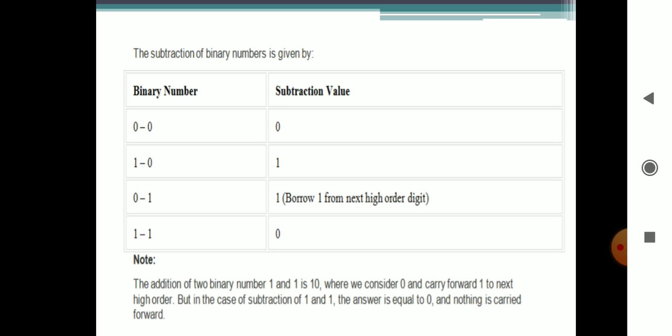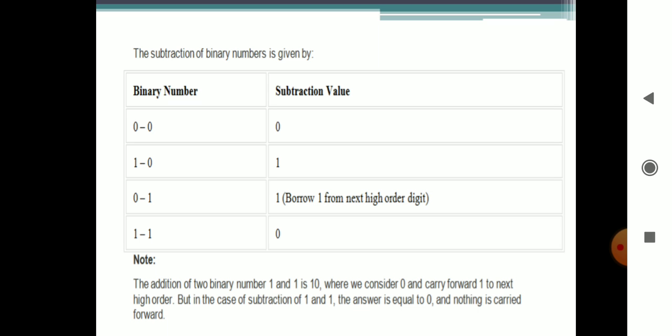In case of decimal subtraction, when 1 is subtracted from 0, then we borrow 1 from next preceding number and make it 10. And after subtraction, it results in 9. That is 10 minus 1 equal to 9. But for binary subtraction, it results in 1 only. So this is the difference.